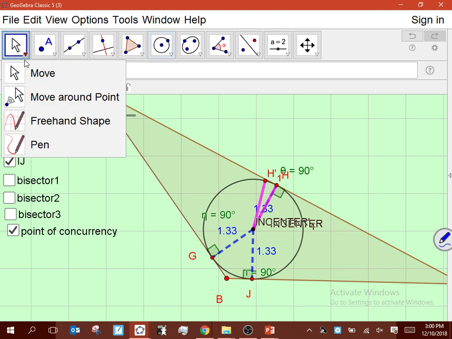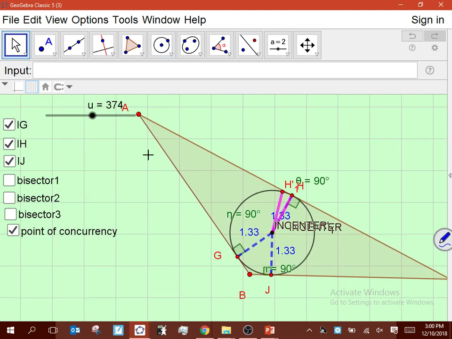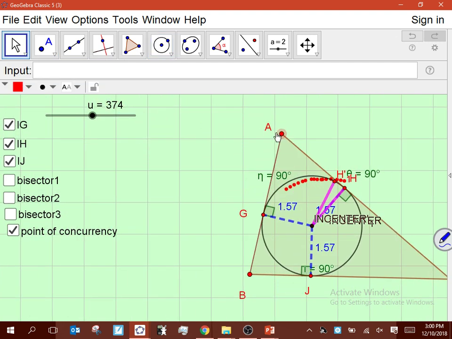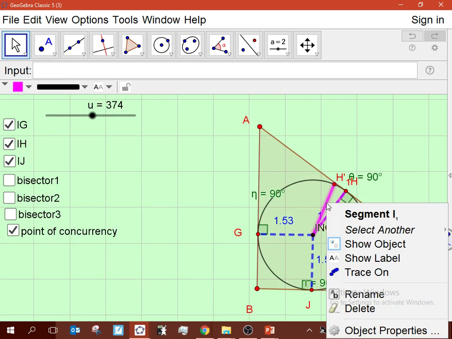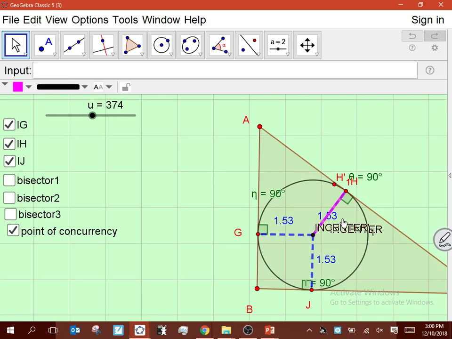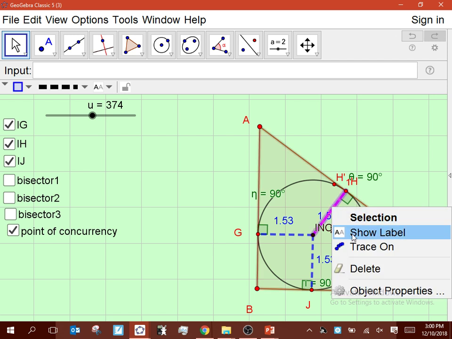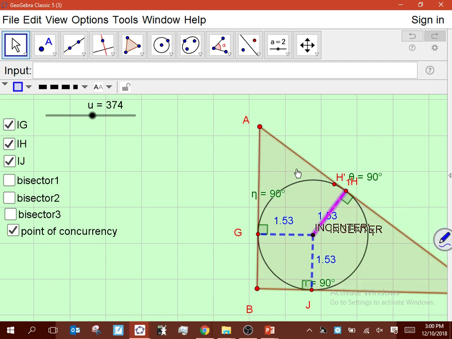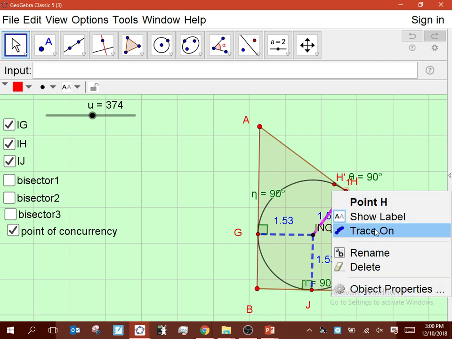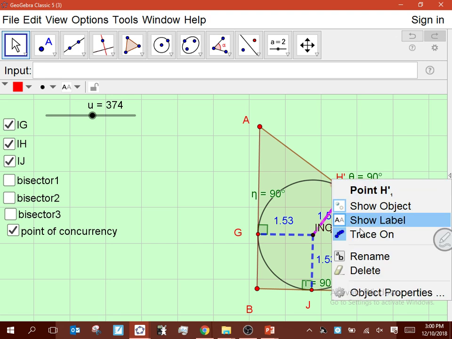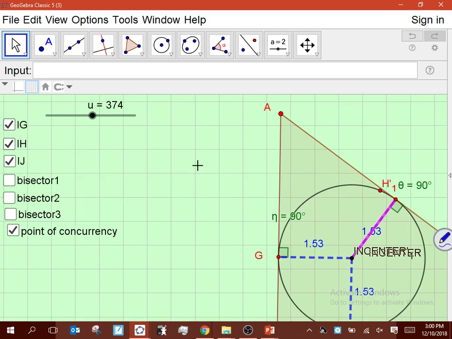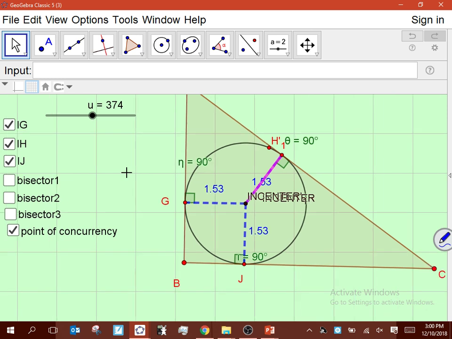Okay, so that is the inscribed circle. In the center of that inscribed circle is the in-center. I know I got a lot of things going on here. Let me clean it up a little bit. All right, so every single triangle has an inscribed circle, okay?